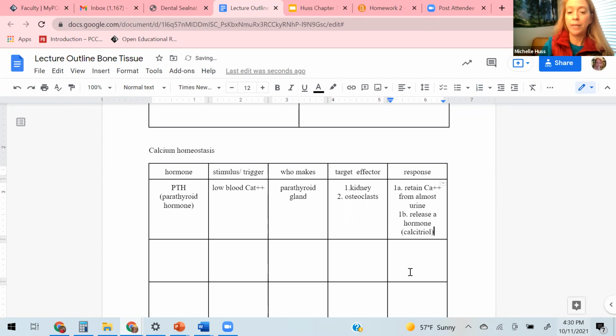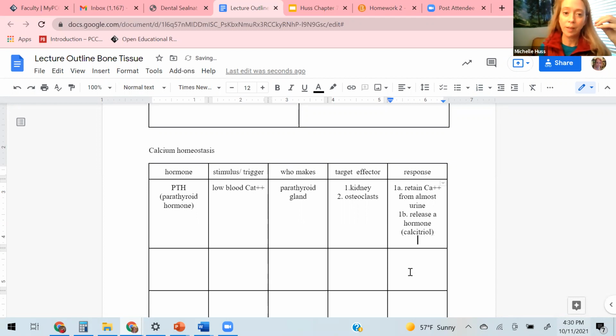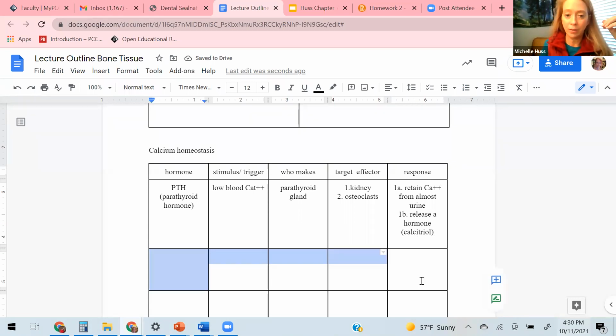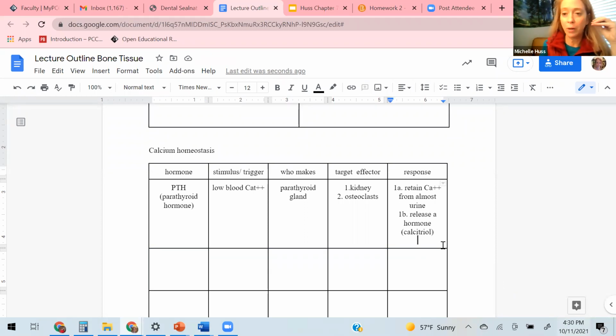Anytime I release a hormone, that means I have to do another line down here, okay? Because every single hormone we ever mention has to have its own line. So it's going to be a little redundant, but once you learn how to do this, it really keeps you organized with all of your hormones.